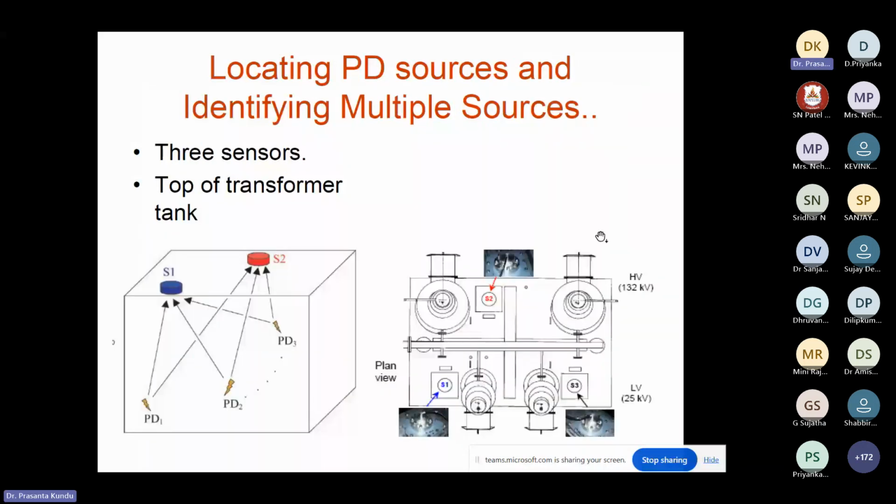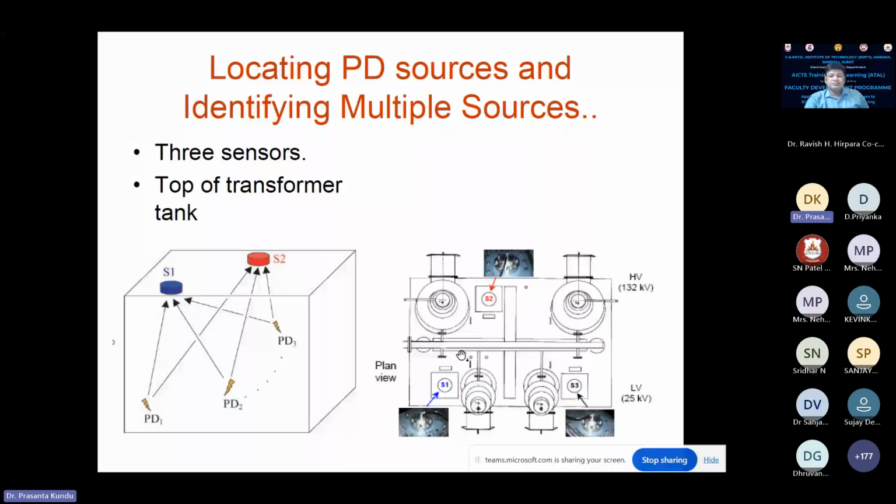If there are multiple PDs, that is another direction of research in identifying them. In one transformer or one piece of equipment, it is not possible to have only one PD source because it is complex. You will have three phases, and many partial discharges at the same time. So there is a technique to identify multiple partial discharges, with different sensors placed on the tank surfaces.